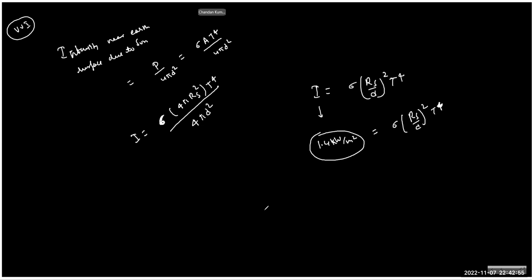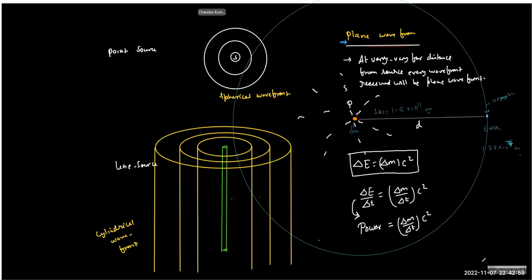So I hope you understood the idea of wavefront. Every distant object from the source will receive what? Which kind of wavefront will you receive if you are far, far away from the source? Plane. Now, how the wavefront and its nature will dictate the amplitude of the wave, because every wave will have amplitude.